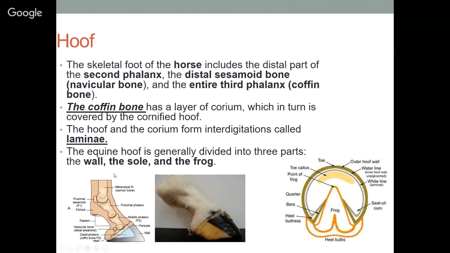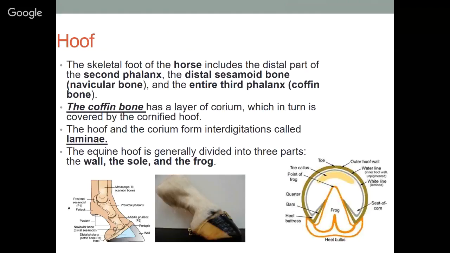This is also called the coffin bone. The coffin bone is that last tip, okay? And if anything happens to that coffin bone, the reason it's called a coffin bone, that horse is going to be in a coffin. There's not much we can do. And there's a lot that can go wrong here.